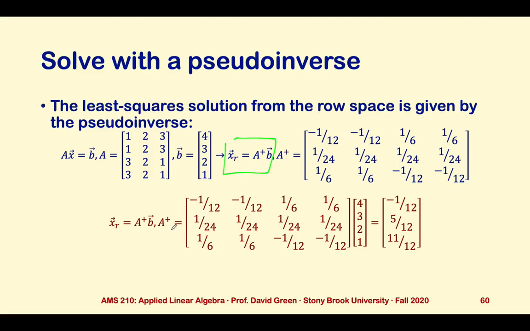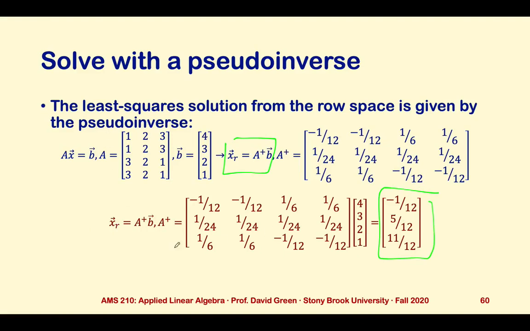For the second row, these are all 1/24. So 4 plus 3 plus 2 plus 1 is 10. 10 over 24, or 5 over 12. And for the last row, we have 4/6 plus 3/6, 7/6, minus 2/12 minus 1/12. So 7/6 minus 3/12 is 14 minus 3 over 12, or 11 over 12. This is our least squares solution from the row space.